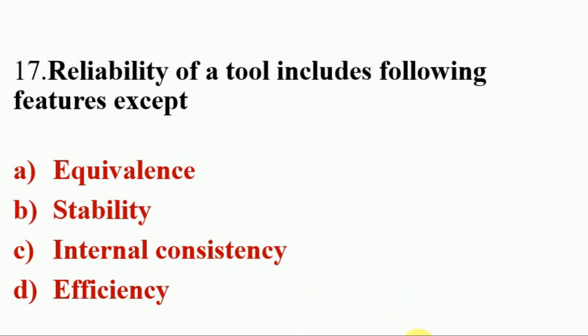Next question. Reliability of a tool includes following features except. Options: A. Equivalence, B. Stability, C. Internal consistency, D. Efficiency. Answer is D. Efficiency. So the features of the reliability of a tool are equivalence, stability and internal consistency.